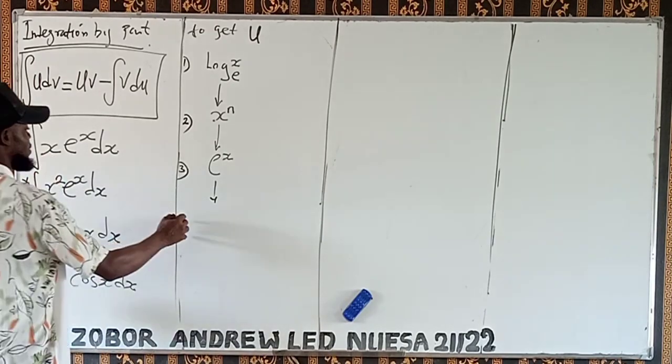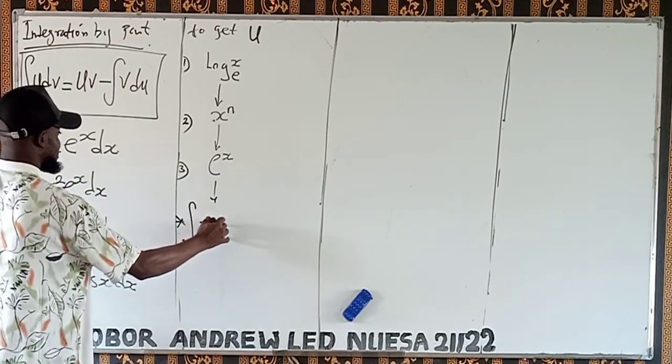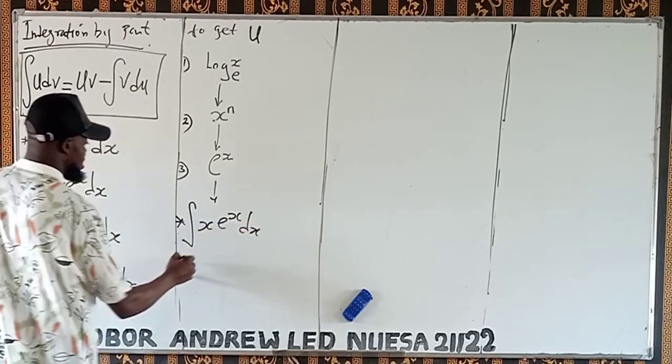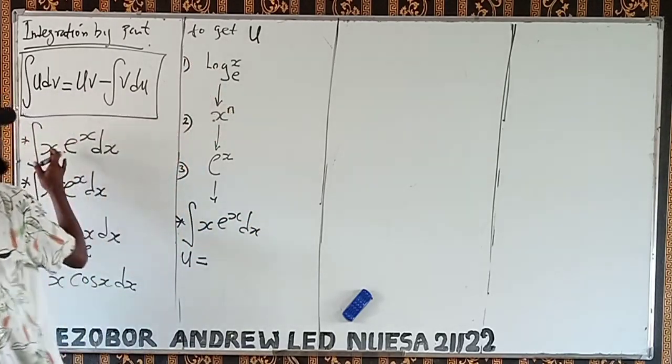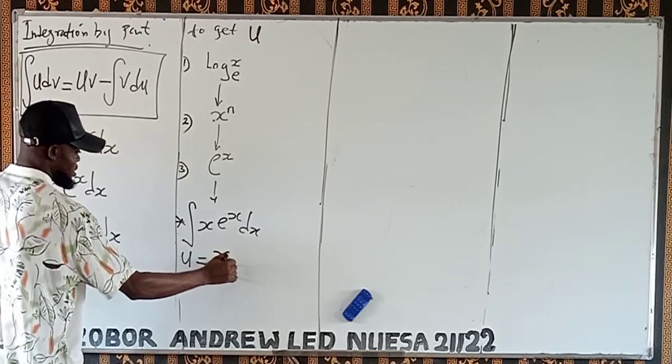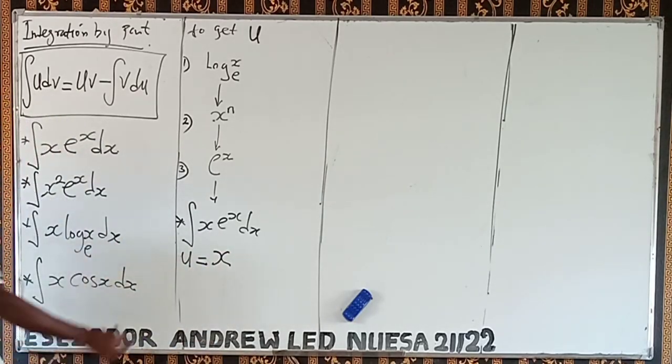So let's solve this first one now. Integral x exponential x dx. We said the u will be, there's no log x there. Is there x raised to power something here? We have x to power 1. We're going to take that as u.